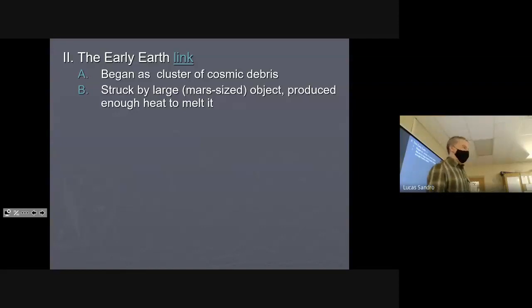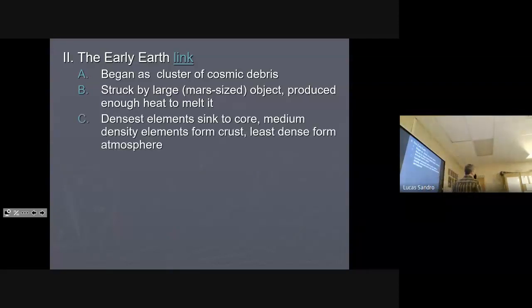The really dense elements in that molten ball of fire sink to the middle, forming a core. The medium density stuff floats to the surface and forms the crust and the mantle. And the really light stuff, the least dense elements, forms the atmosphere. A really different atmosphere, though, than now.